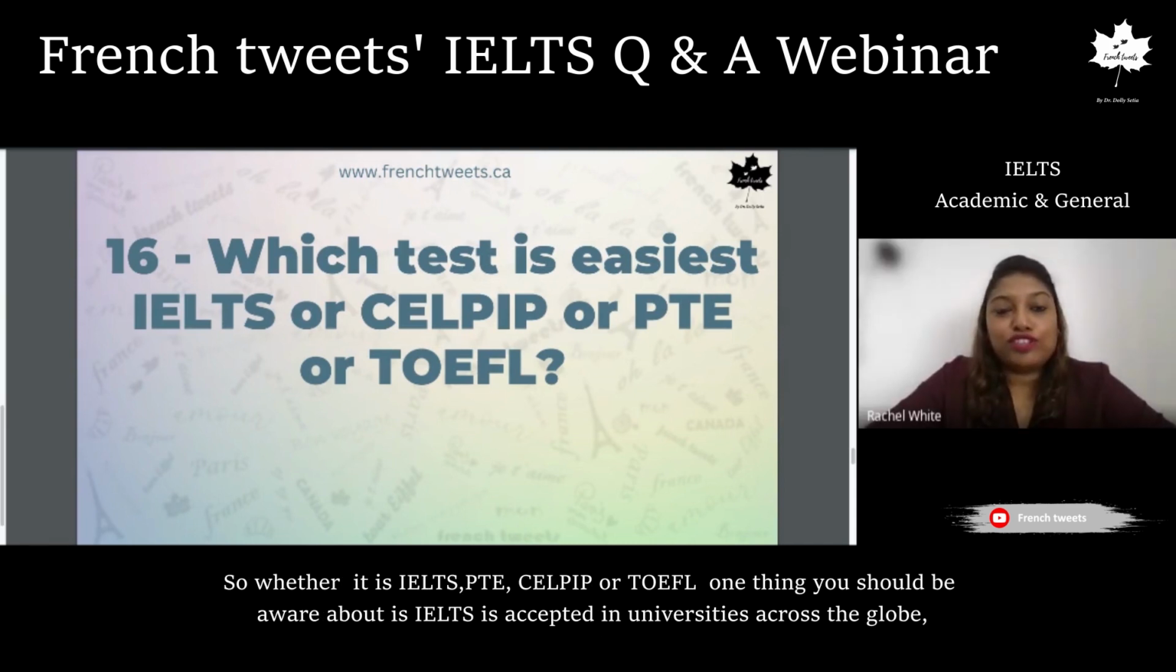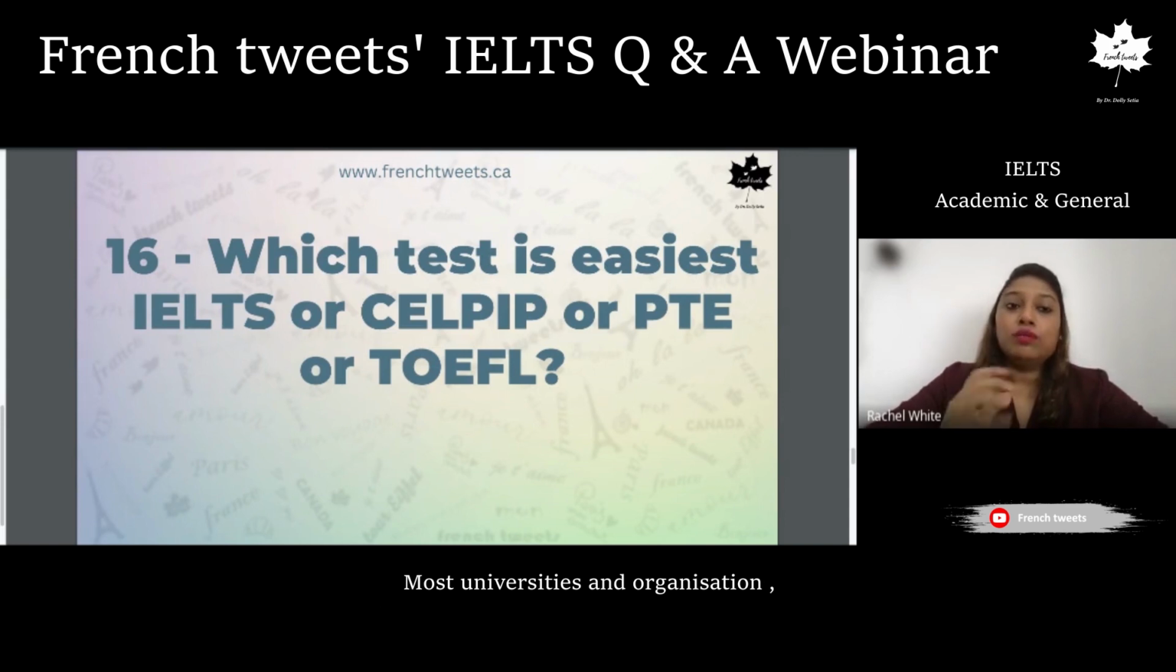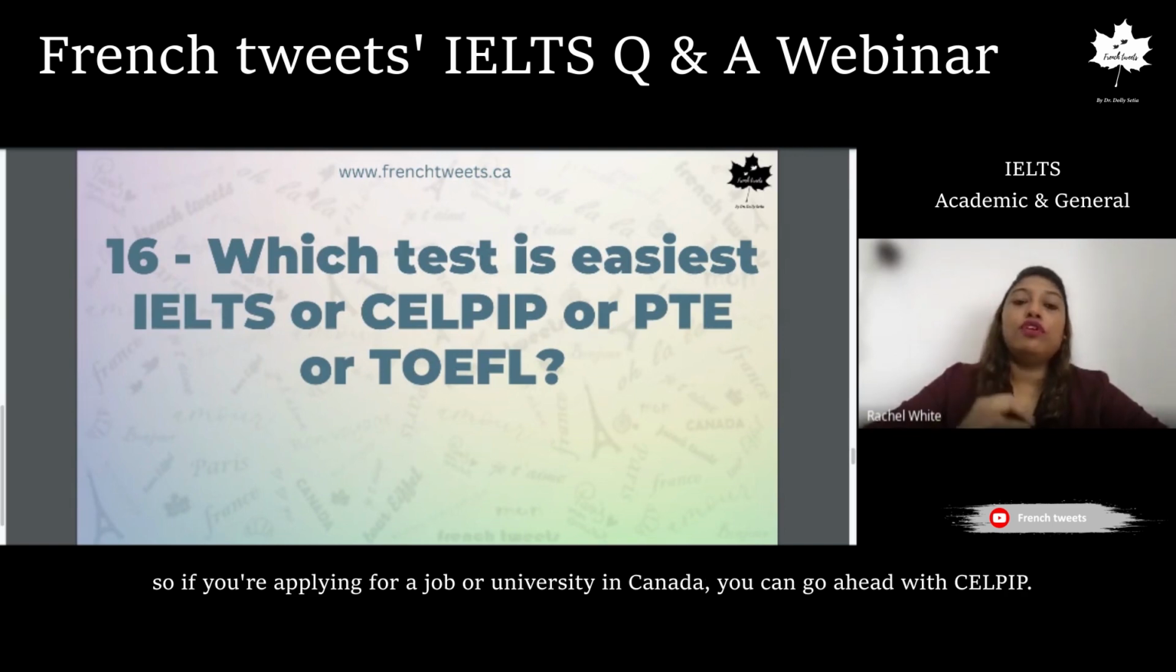Again, good question. Okay, so IELTS, CELPIP, PTE, or TOEFL. All right. So one thing you should be aware about is IELTS is accepted in most universities across the globe, right? Most universities and organizations. CELPIP is specifically for Canada. So if you're applying for a job or a university in Canada, you can go ahead with CELPIP.